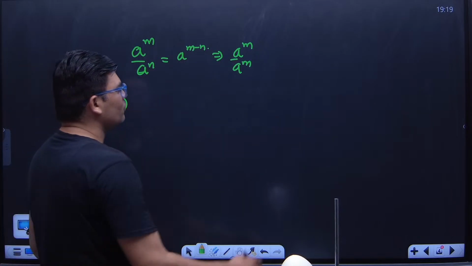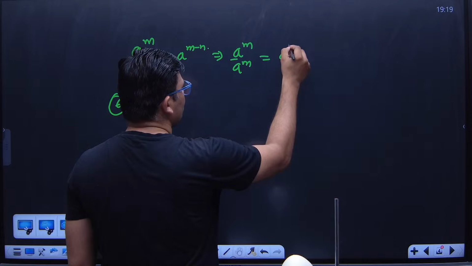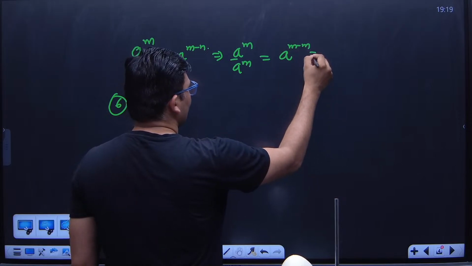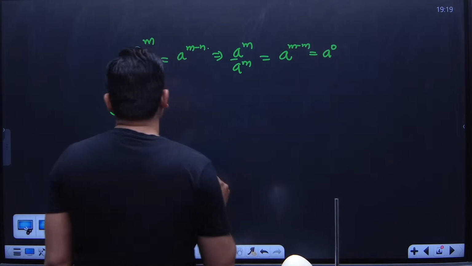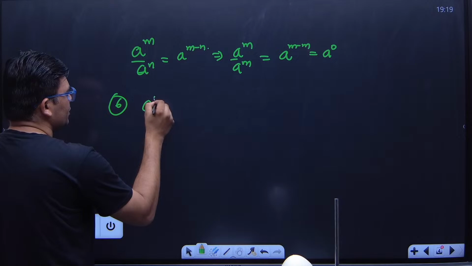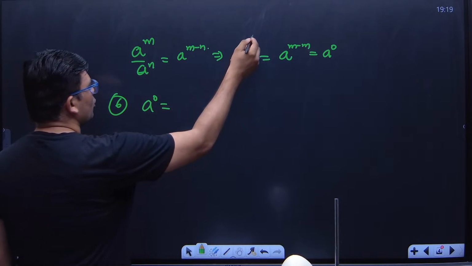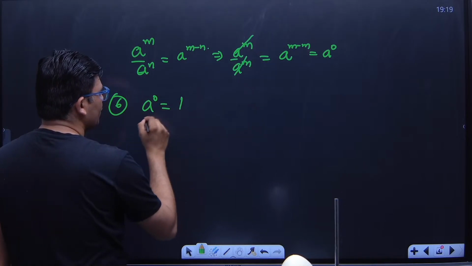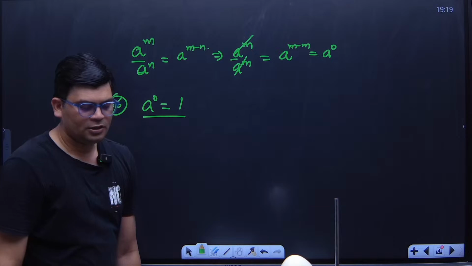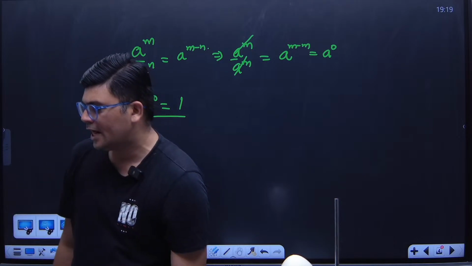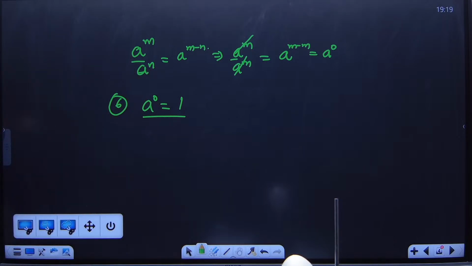So in this case, what will happen? This is going to be a raised to the power m minus m, which means a raised to the power 0. And if the numerator and the denominator of the number are same, the value is going to be 1. So that means a raised to the power 0 is 1, which is our sixth law. Understood? Yeah.